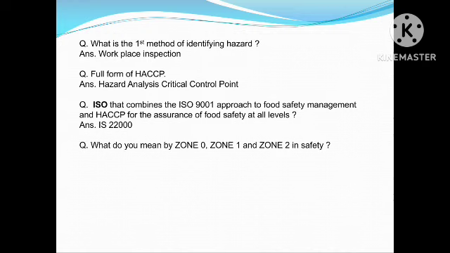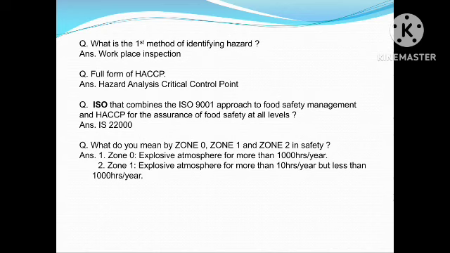Next, what do you mean by Zone 0, Zone 1 and Zone 2 in safety? In safety, there are basically three types of zones. Zone 0 is much more critical because it is an explosive atmosphere for more than 1000 hours per year. In a year, there are 8,760 hours. From that, if you identify an explosive atmosphere for 1000 hours, then it comes in the category of Zone 0.